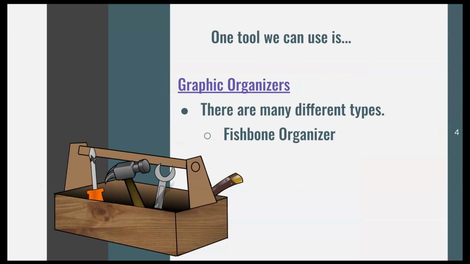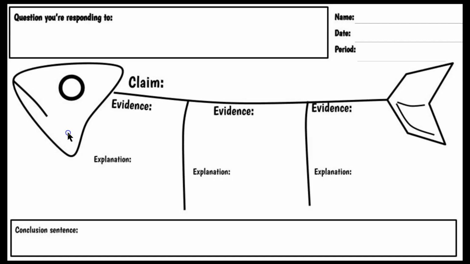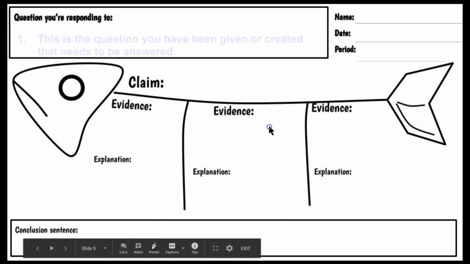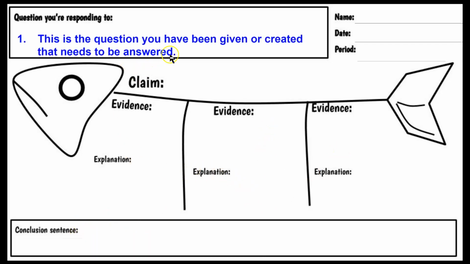So there are many different types of organizers. The first one is going to be this fishbone. Now, it does have certain components. I do want you to notice that there's a claim, mostly, and then 3 spots for evidence and an explanation, also a conclusion sentence. Okay, you're always going to start out with the question. So you're going to type in here the question you're trying to answer. You guys got the question yesterday. So you're just going to retype that in here.